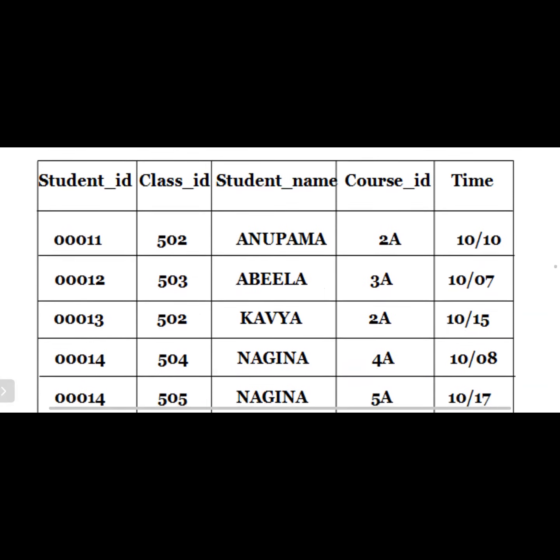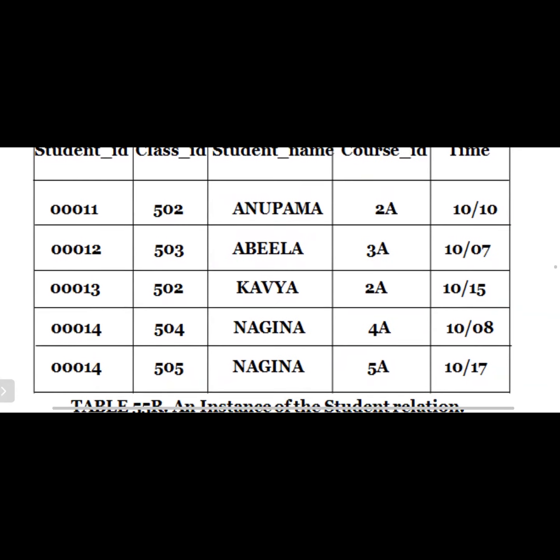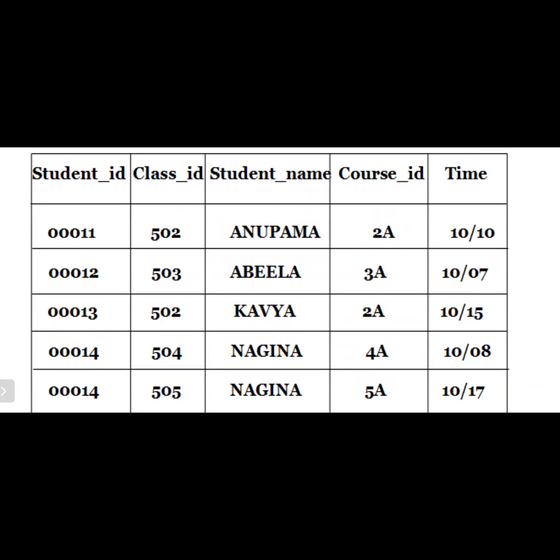But if you observe here, by using student ID we are able to find out the student name. If we want to find the names of the students using a particular number, is it possible or not? Possible. But here both keys are meant to retrieve the details. The problem is that student ID alone can find the student name. We can write one query: select student name from student where student ID equals 00011. Then the name is Anupama. Am I right or not?